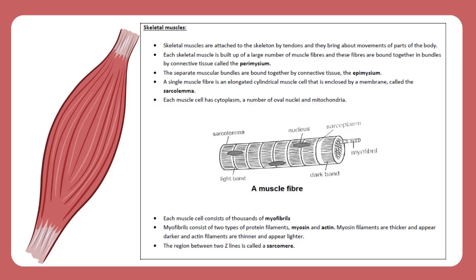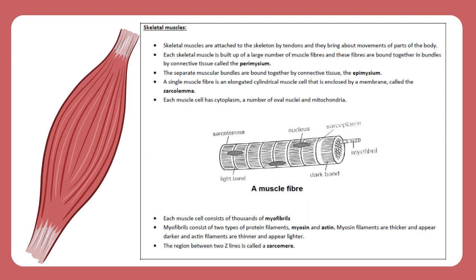Skeletal muscles. Skeletal muscles are attached to the skeleton by tendons and they bring about movements of parts of the body. Each skeletal muscle is built up of a large number of muscle fibers and these fibers are bound together in bundles by connective tissue called the perimysium. The separate muscular bundles are bound together by connective tissue, the epimysium.